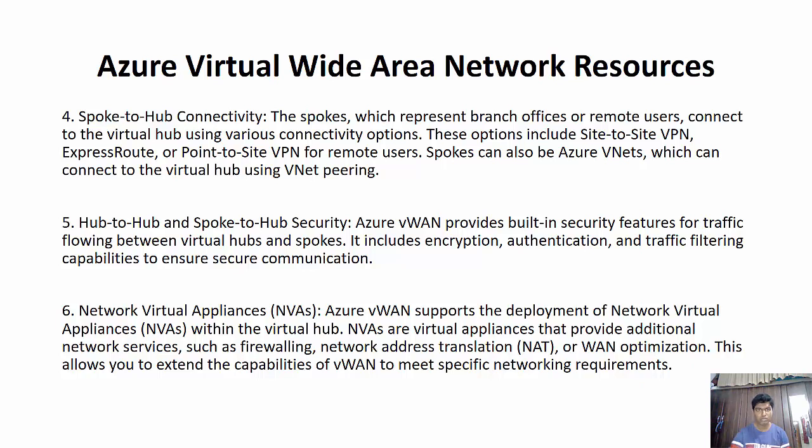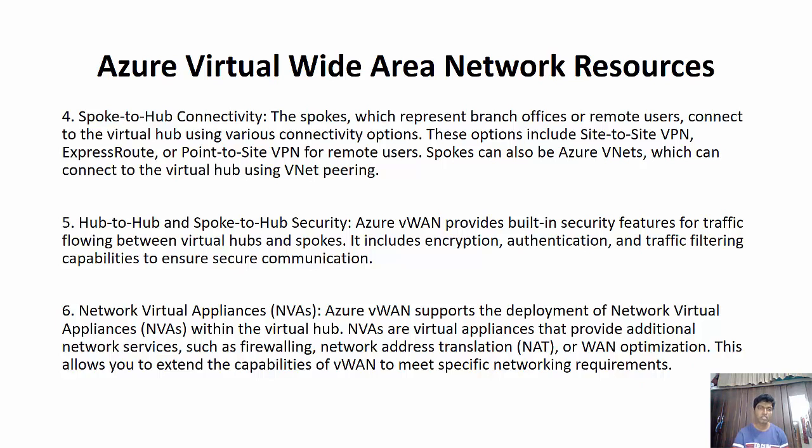Hub to hub and spoke to hub security. Azure vWAN also provides built-in security features for traffic flowing between the virtual hubs and spokes. It includes encryption, authentication, traffic filtering, capabilities to ensure secure communication.